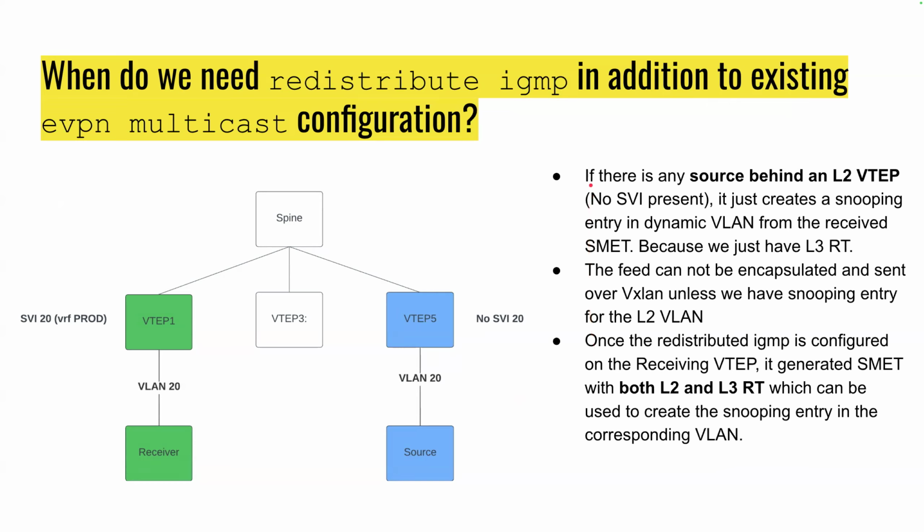So basically, if there is just a source behind an L2 VTEP, it just creates a snooping entry in the dynamic VLAN from the received SMET, because it just has an L3 route target. And with this, the traffic cannot be encapsulated and sent over VXLAN, just because we do not have any snooping entry for that L2 VLAN yet. And to create a snooping entry for that L2 VLAN, we need to include both L2 and L3 route targets.